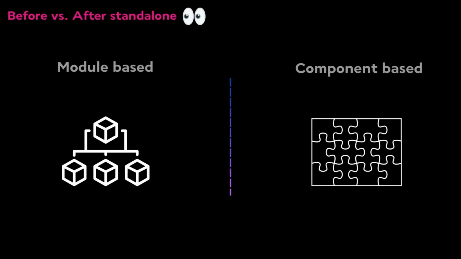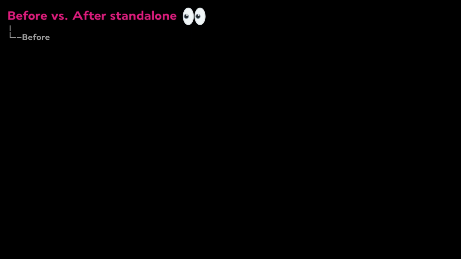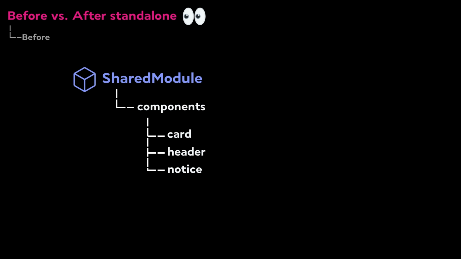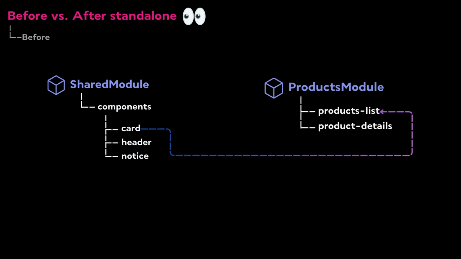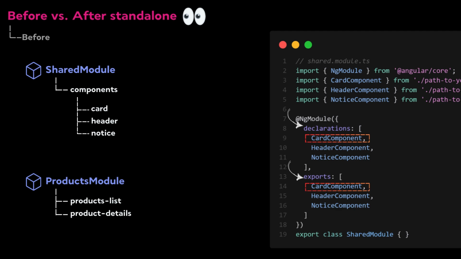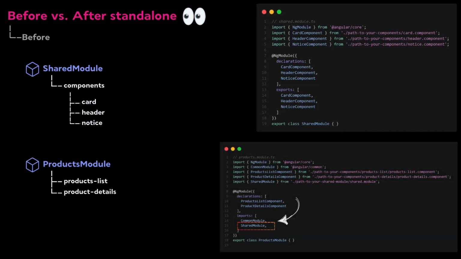To better illustrate it, nothing is better than the before and after. Here is the life of components before the standalone feature. Let's say I have a shared module where I have all components: card, header, notice, etc. Now I'm in the product module and I want to use the card component in this module. I have to make sure the shared module declares and exports the card component to make it available for use, and then import the shared module in my product module. Notice that I need only the card component, but I ended up importing the whole shared module.